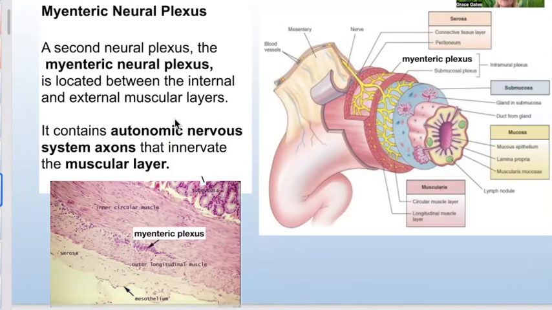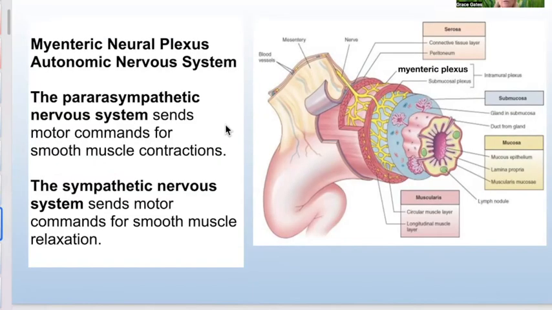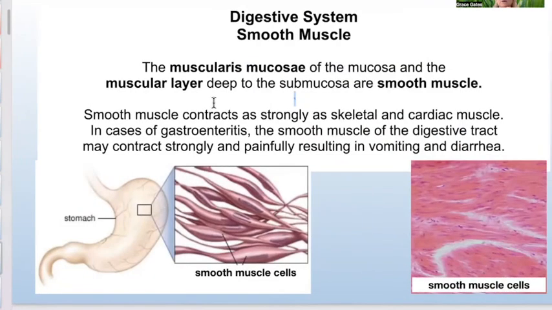A second neural plexus, the mesenteric neural plexus, is located between the internal and external muscular layers. The mesenteric neural plexus contains autonomic nervous system axons that innervate the muscular layer. The parasympathetic nervous system sends motor commands for smooth muscle contractions, and the sympathetic nervous system sends motor commands for smooth muscle relaxation. The muscularis mucosae of the mucosa and the muscular layer deep to the submucosa are smooth muscle.